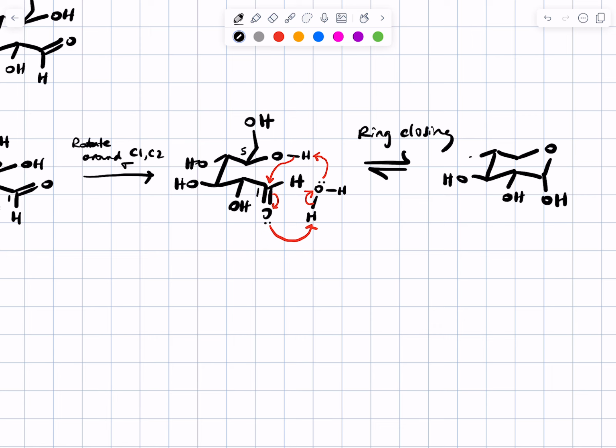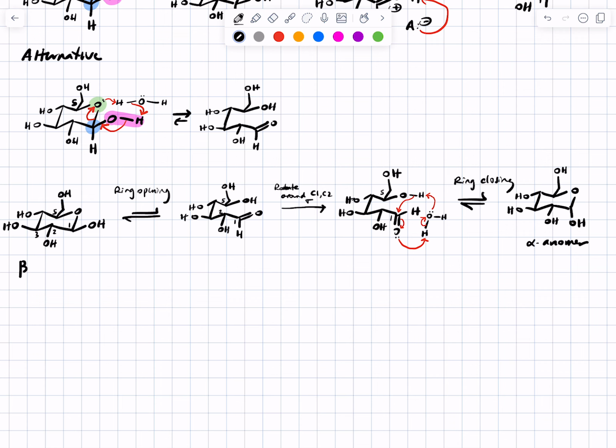Of course, you could also show ring closing via the stepwise mechanism that we've used before. This process of going from the beta anomer to the alpha anomer is called mutarotation. Mutarotation, because it's not actually a rotation, you can't get from the alpha and the beta anomer simply by rotating around carbon-carbon bonds. You have to break bonds, but you open up the ring, rotate, and then close the ring back up, and then you get the alpha anomer.